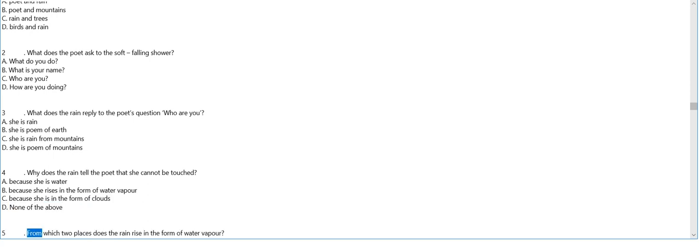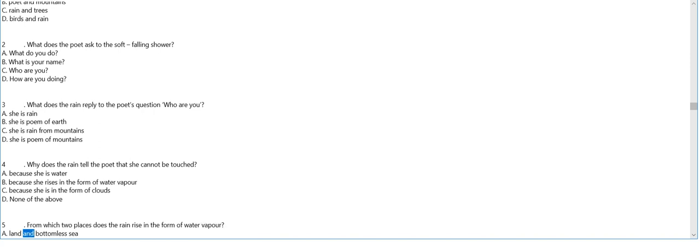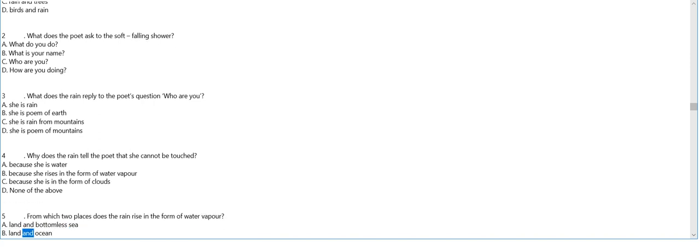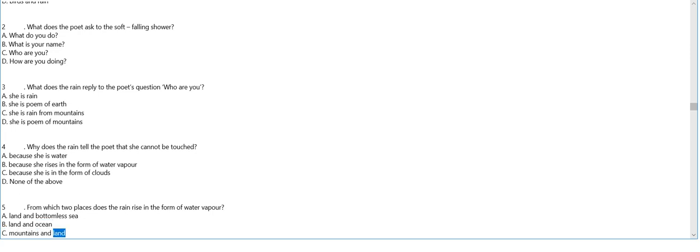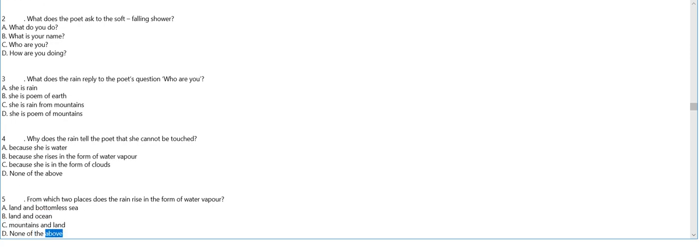5. From which two places does the rain rise in the form of water vapor? A. Land and bottomless sea. B. Land and ocean. C. Mountains and land. D. None of the above.